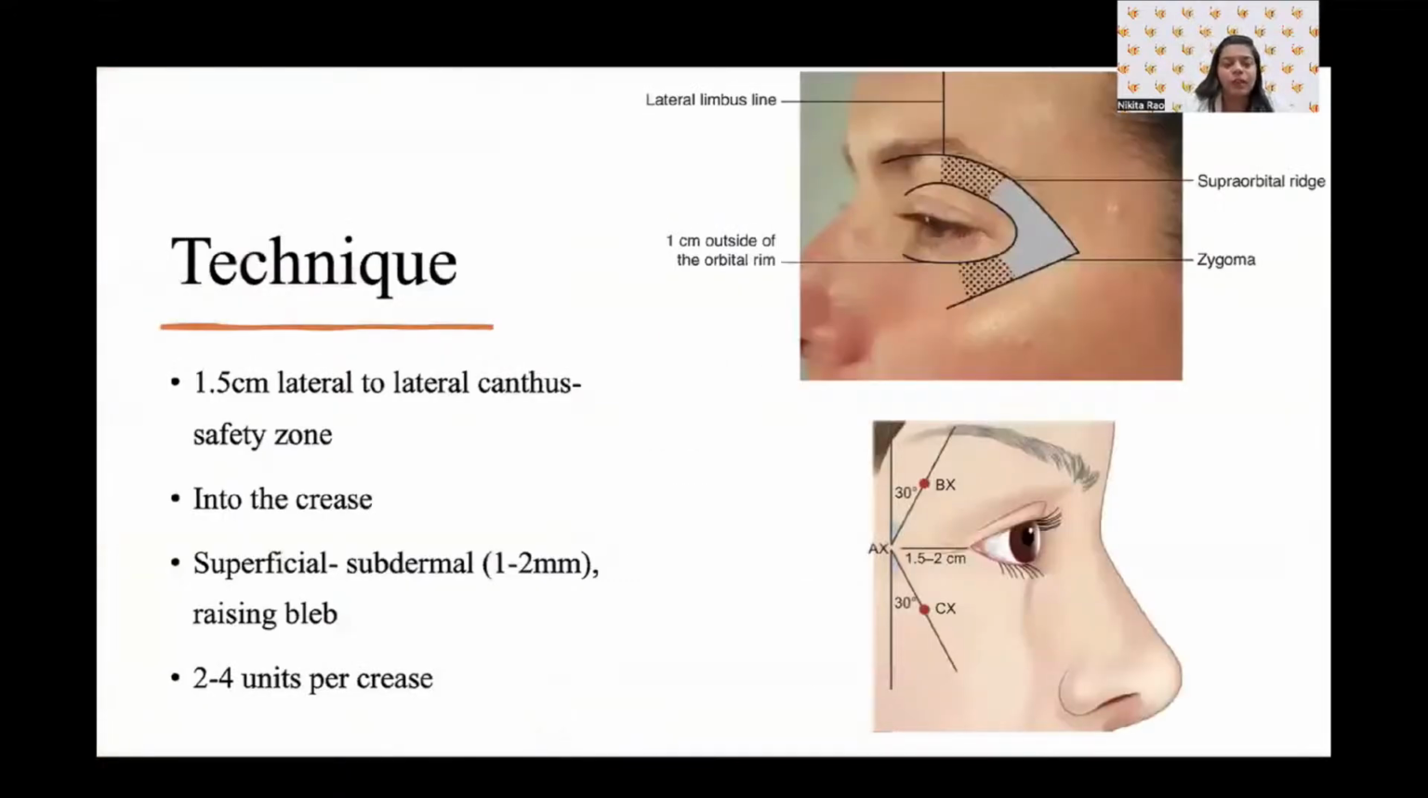Technique again being the safety zone. 1.5 centimeter lateral to the lateral canthus is the safety zone, and the injection has to be given into the crease. So it is a superficial subdermal injection raising a bleb. 2 to 4 units per crease is required.